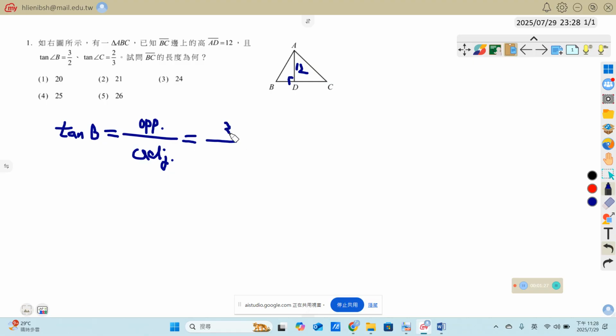Tangent B equals 3 over 2, which is AC over BC. You're right that tan B is opposite over adjacent. In the right triangle ADB, the side opposite to angle B is AD, and the adjacent side is BD. So we have tan B equals AD divided by BD, which is 12 divided by BD. Can you set up a similar equation for tan C using triangle ADC?